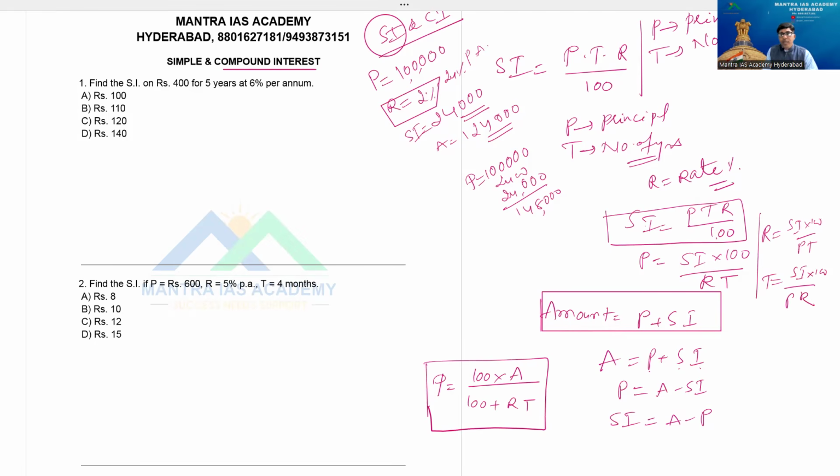So A is equal to P plus SI. The total amount including interest is called amount: principal plus SI. This is how you find the amount, P plus SI. These are the fundamental points. I will explain all the things here, and by that you can definitely do maximum questions in your examination. So definitely it helps you.